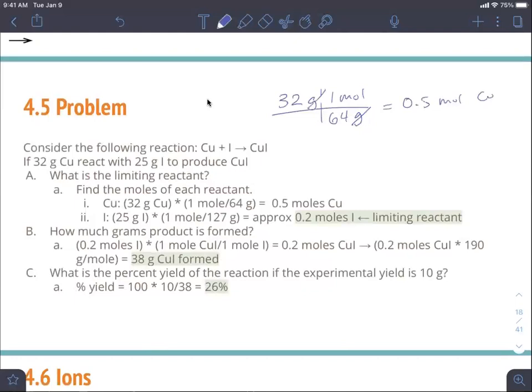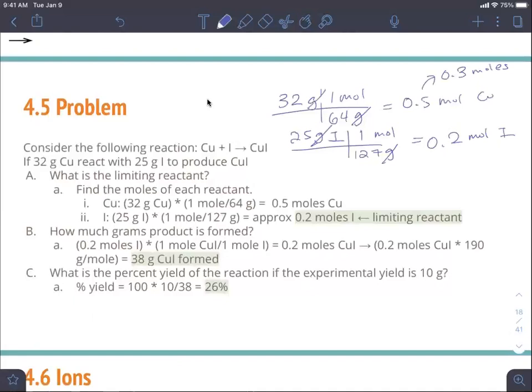And then for iodine, there was 25 grams of iodine, and 127 grams is the molar mass of iodine. Then we would get about 0.2 moles. And so this is a 1-to-1 molar ratio. That means that 0.2 moles of iodine would be used to react with 0.2 moles of copper. So that makes copper the excess, and there would be 0.3 moles of copper left.